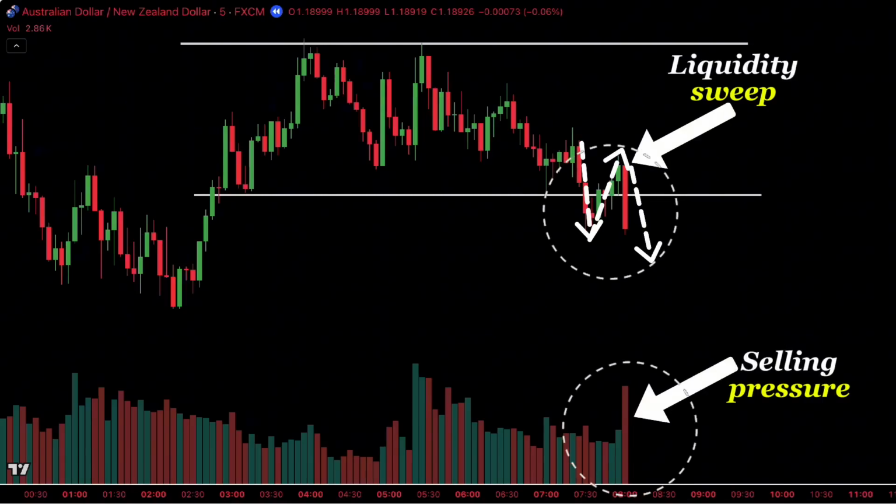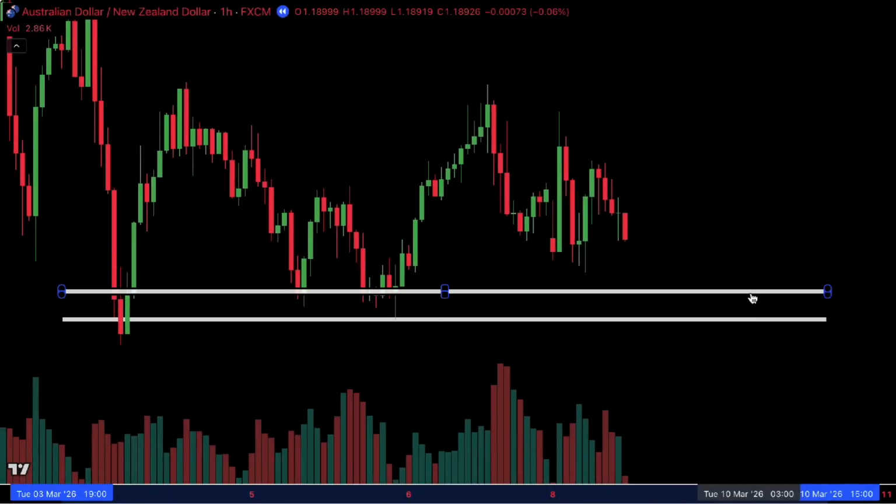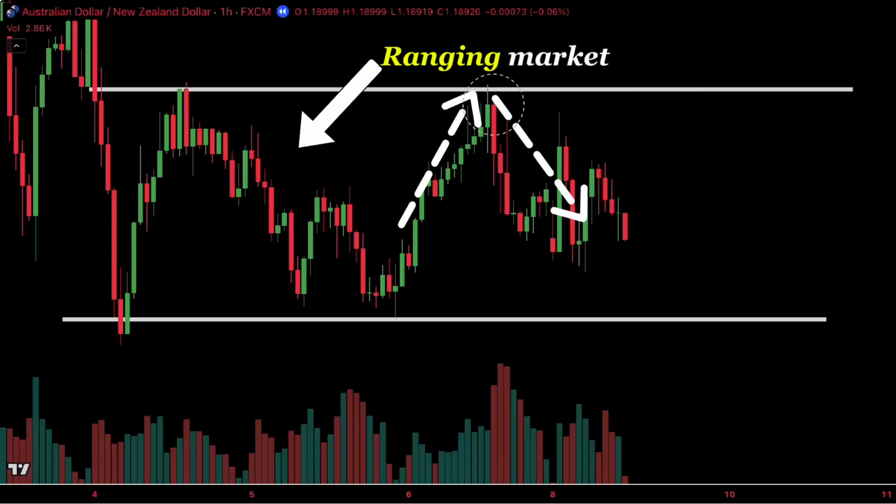Now let's switch to the higher time frame. On the hourly time frame, which is the higher time frame, we can clearly see that the market has formed a support level and a resistance level. If you look at the market now, you can see that it is also ranging. It has reached this resistance level and is now moving down toward the support level, and this space is what we will trade on the 5-minute time frame.